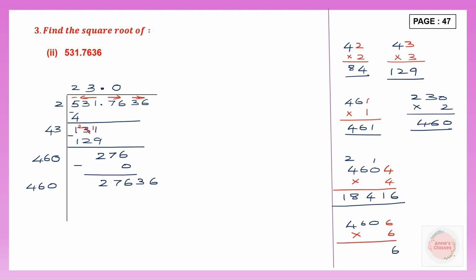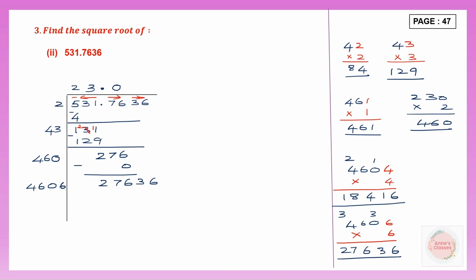6 6s are 36, carry 3. 6 zeros are 0, bring down 3. 6 6s are 36, carry 3. 6 4s are 24 plus 3, 27. So what do we have here? 27,636, which is the same number. So which is the digit that we wrote next to 460? We wrote 6. So let's put that digit here. So let's put 6 here.